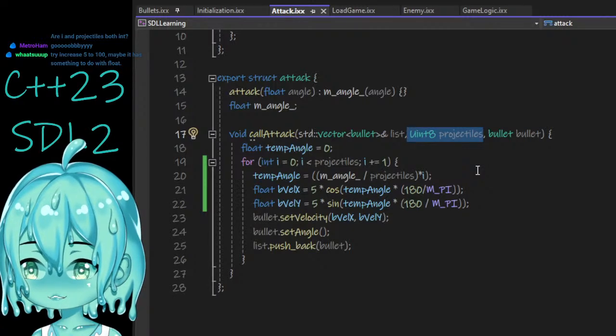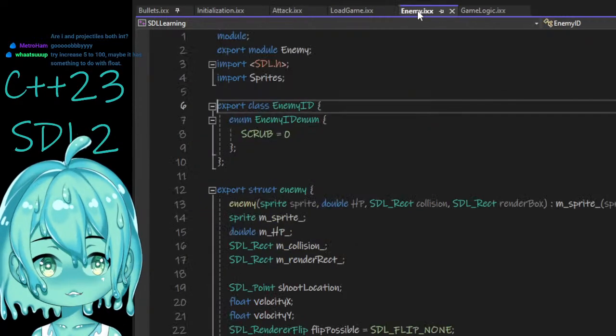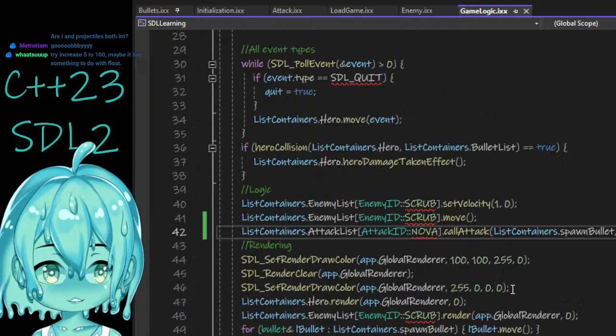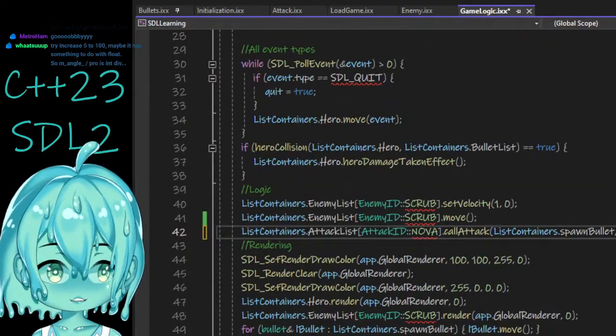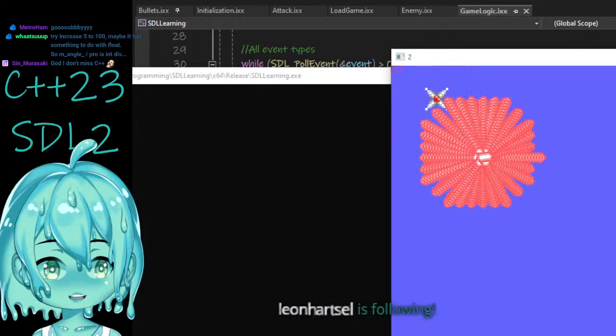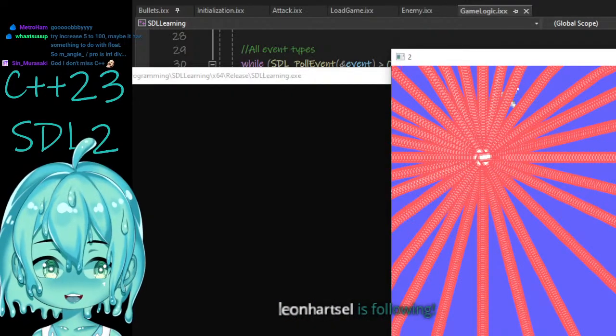Try to increase 5 to 100. Maybe it has something to do with floats. I mean, it probably does. We're gonna remake all of our rectangles today, so that's what we're gonna do right after this. So 100 bullets looks like that is not 100 bullets.